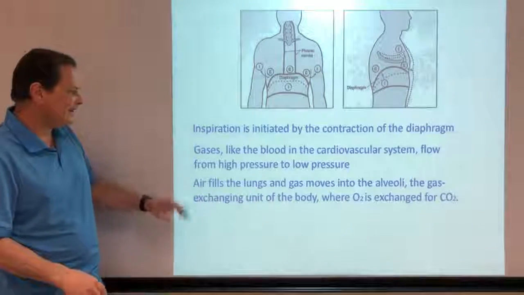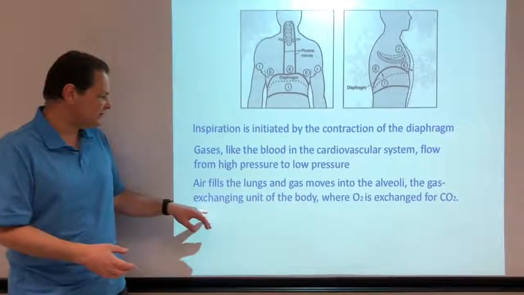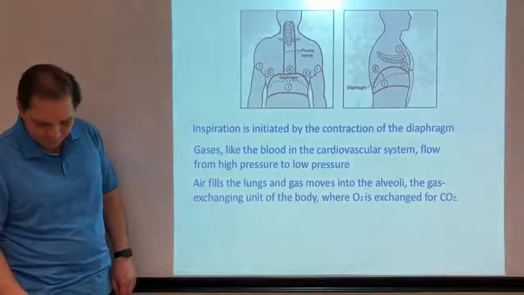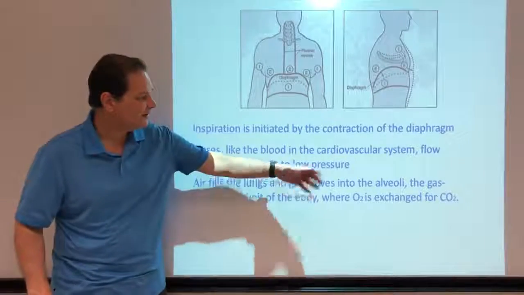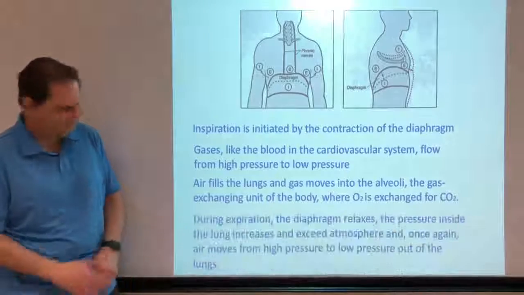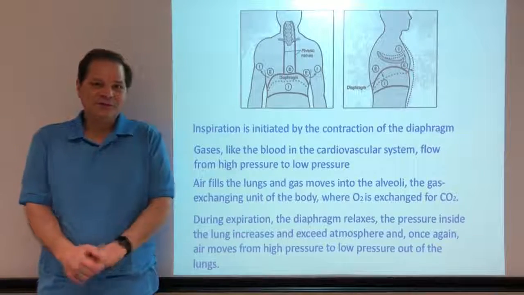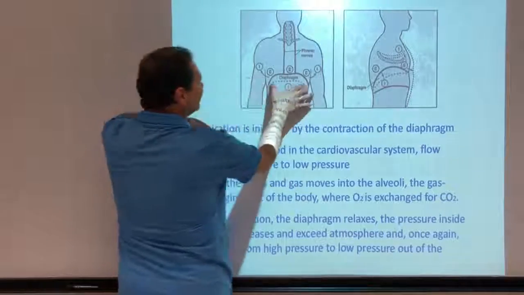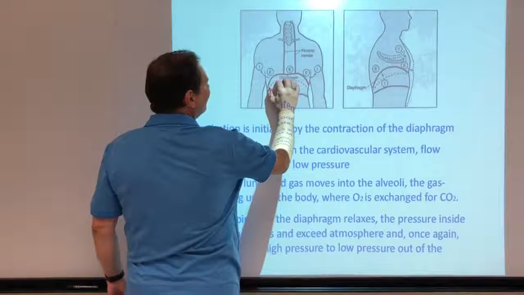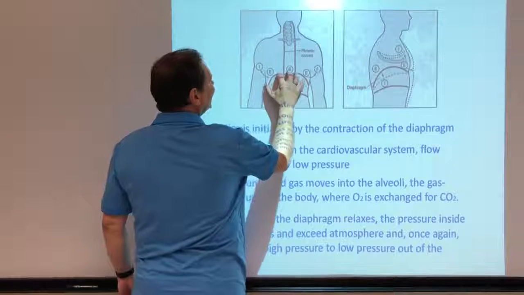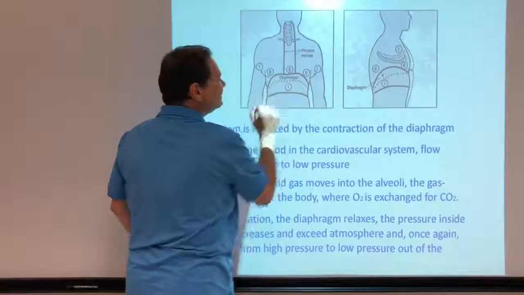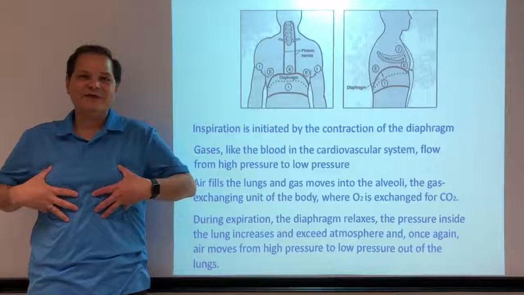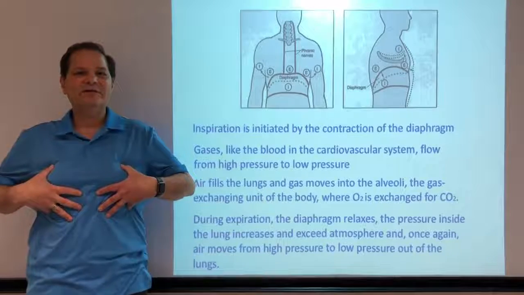Air fills the lungs, the gases move into the alveoli, which are the gas exchange units of the lung, and oxygen then diffuses into the blood, and carbon dioxide diffuses from the blood into the alveoli. After that, you expire, and during expiration, you relax the diaphragm. So the diaphragm's contracted here, I relax it, the muscle lengthens, and as it lengthens, the diaphragm pushes into the chest cavity. And as it pushes into the chest cavity, it takes the air that's in the lungs and it compresses it, and it increases the pressure.